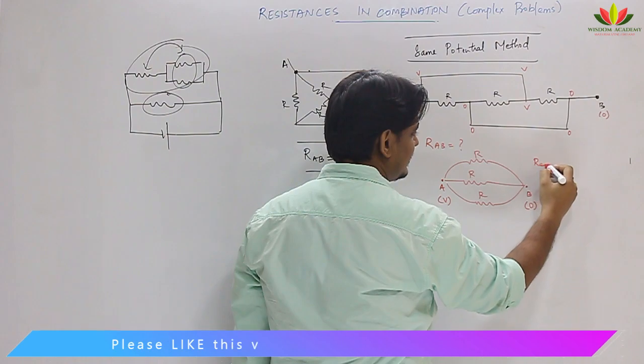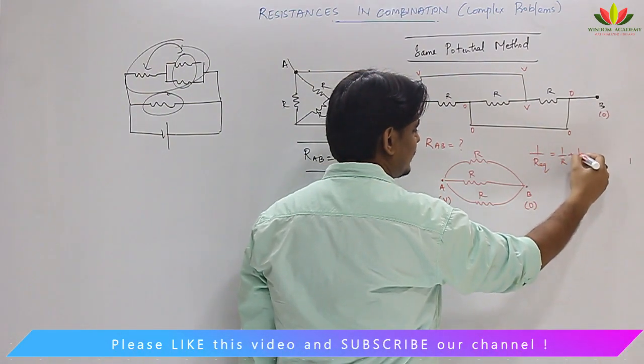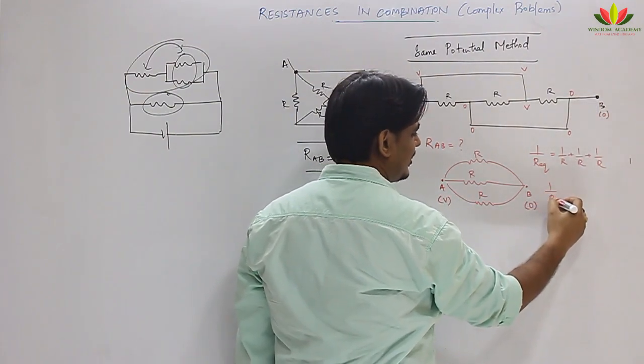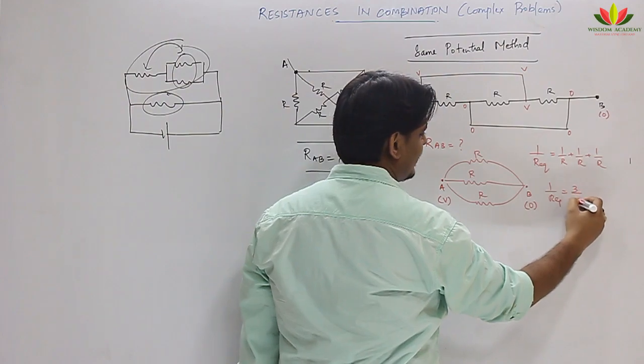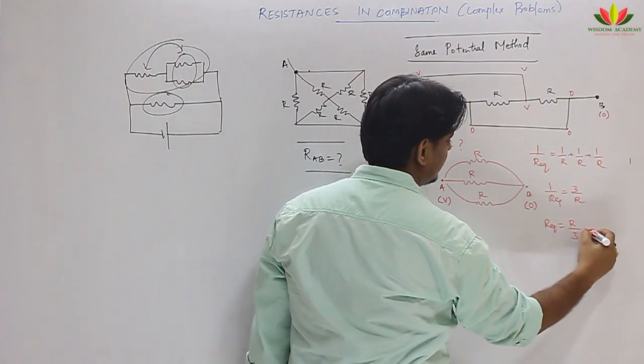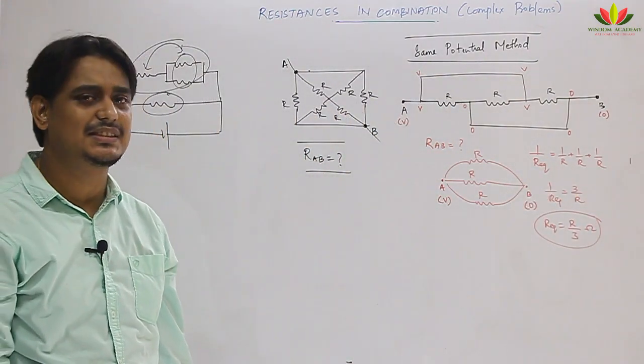R equivalent will be equal to 1 by R plus 1 by R plus 1 by R. We know it is R by N. So 1 by R equivalent is equal to 3 by R. So R equivalent is equal to R by 3 ohms. Could you find this? Did you understand this?